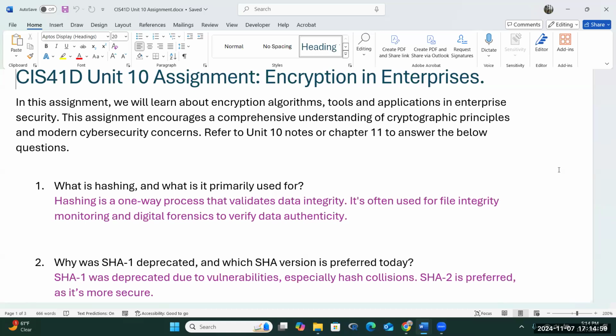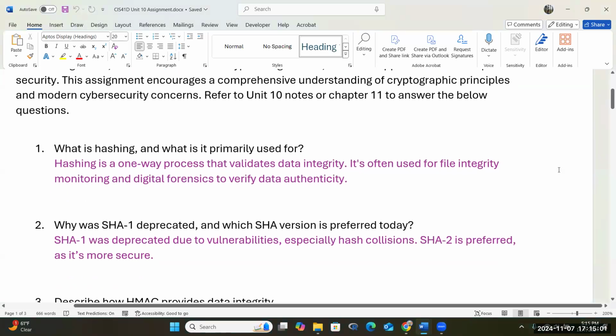And then for number 2, it says, why was SHA-1 (SHA version 1) deprecated? And which SHA version is preferred today? It's deprecated due to the weakness of the algorithm, so the vulnerability. And the area that we see as a vulnerability is hash collisions.